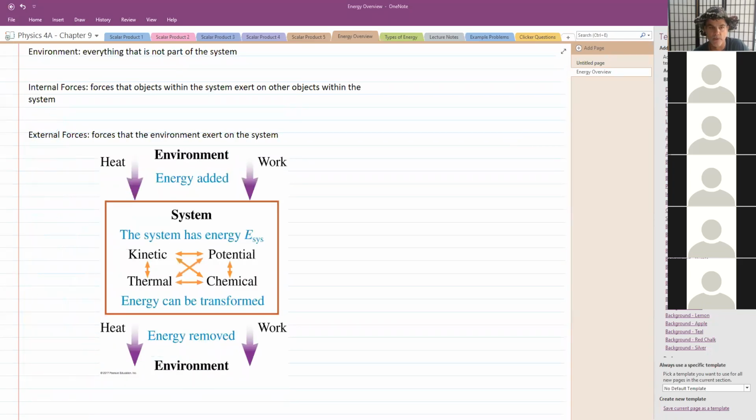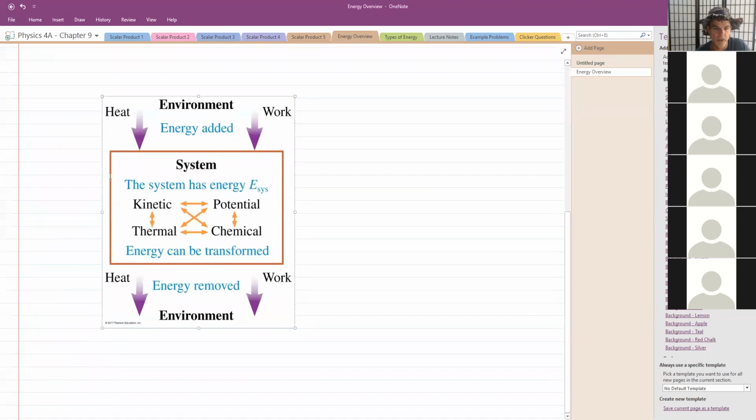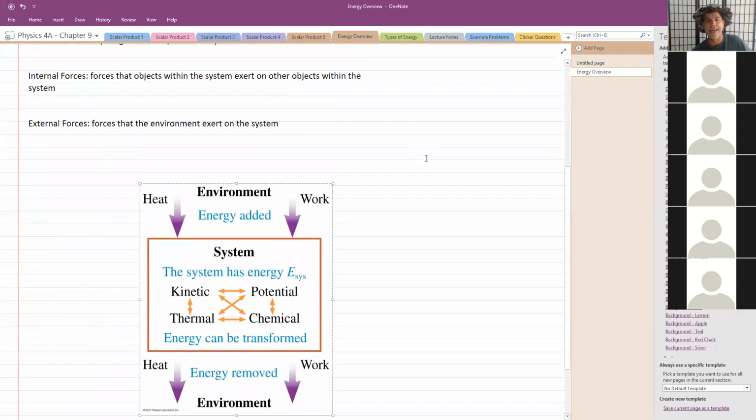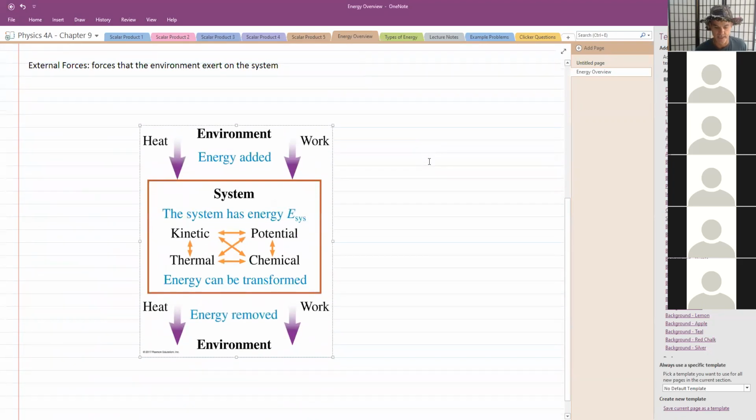Okay, so here is our basic energy model. It says this: I have a system that I've defined. Inside the system, energy can be transformed from one form to another. So we have different forms of energy we're going to look at. We've got kinetic energy, potential energy, thermal energy, and chemical energy. Within the system, energy can be interchanged from one form to another.